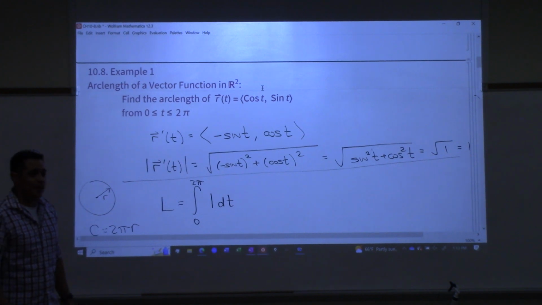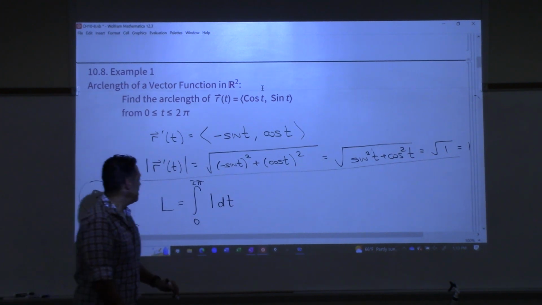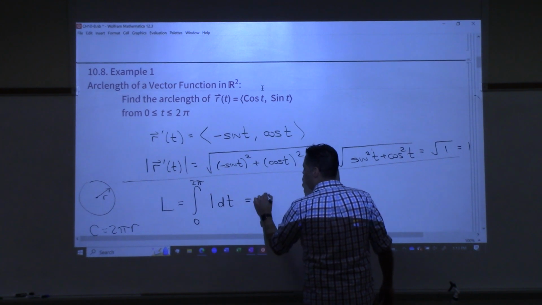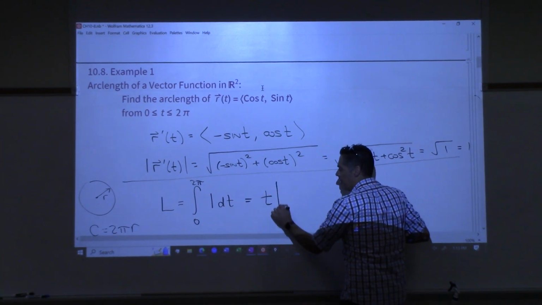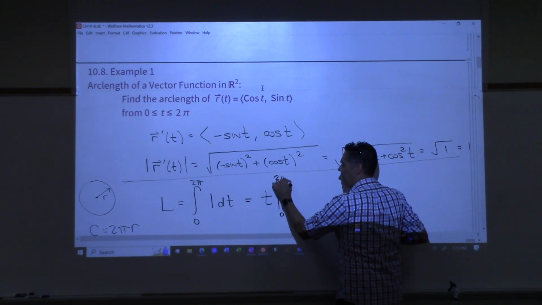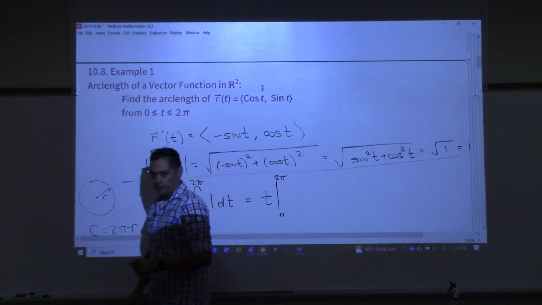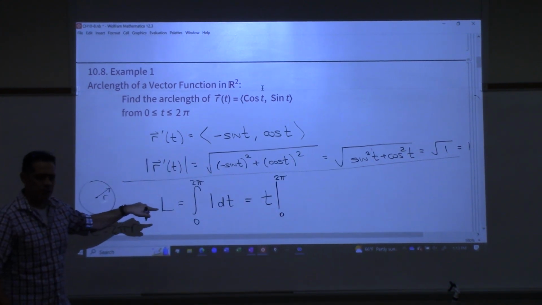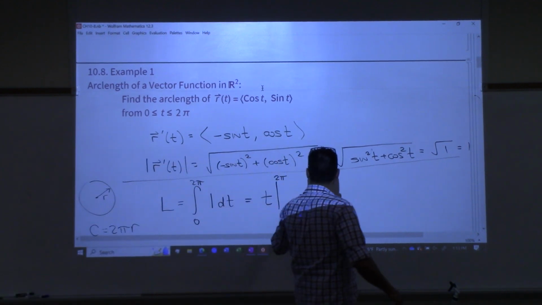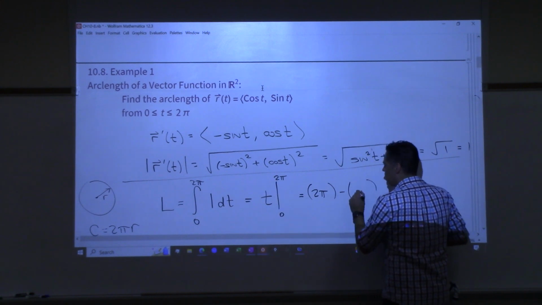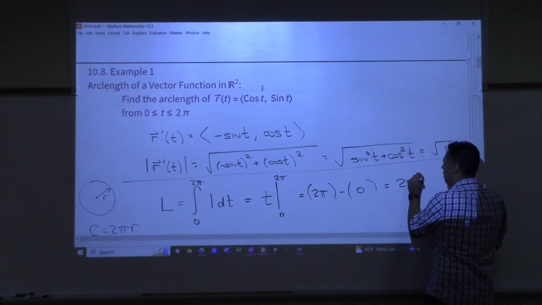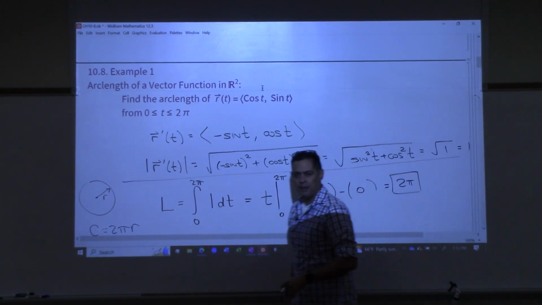And that's about as clean of an antiderivative as you're ever going to get, right? The antiderivative of 1 with respect to t is t itself. And then we evaluate that from 0 to 2 pi. We plug in 2 pi first, right? 2 pi into t. Then we subtract from that. Then we plug in 0 into t. We get 0, and our answer is exactly what we expected it to be, right?